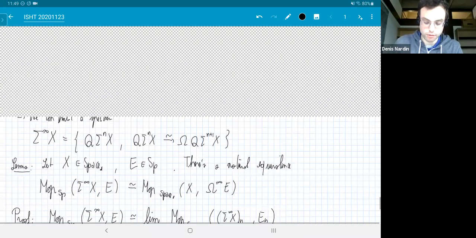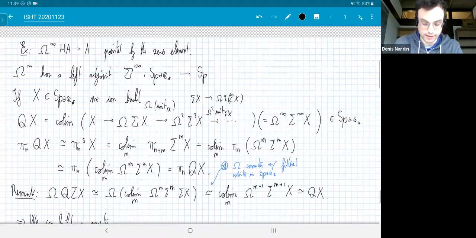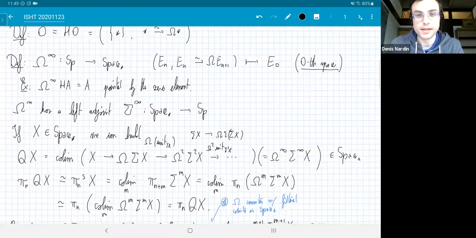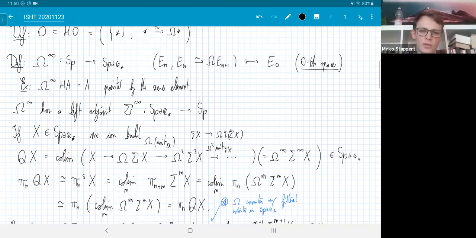And this also allows me to define the omega infinity as literally the zero space. This choice simplifies the matters. If I work with pre-spectra, I would have to do a more complicated construction reminiscent of this Q. Yeah, but then sigma infinity would be easier, right? So it's kind of a trade-off or not?